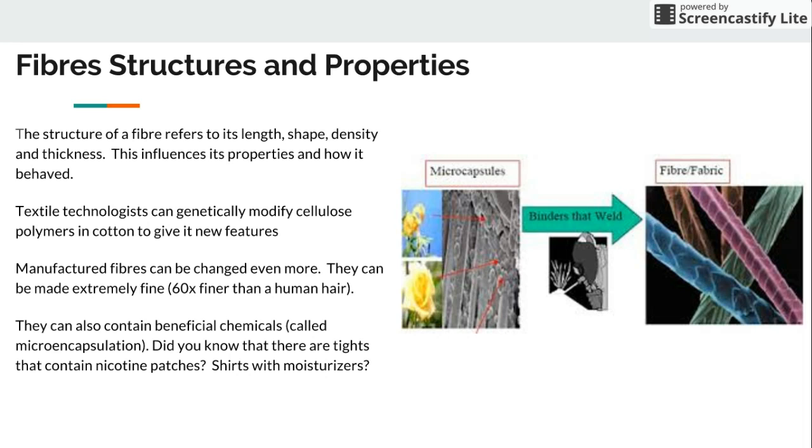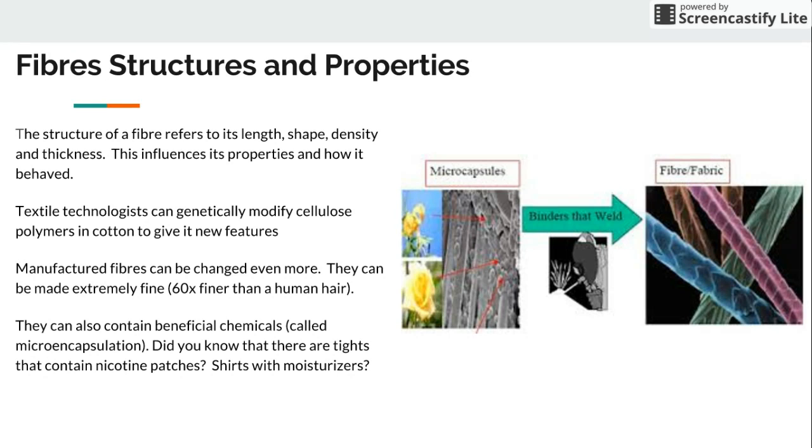In regards to the fiber structure, it really depends. It could be very unique, and fiber structure refers to the length, the shape, the density, and the thickness. Depending on the structure, that influences the properties. There is a job called a textile technologist, and they genetically modify polymers to give things new features. Manufactured fibers can be changed even more than natural fibers. They can be made extremely fine, up to 60 times finer than a human hair. So that's pretty cool, that we can make fibers whatever we want, really.